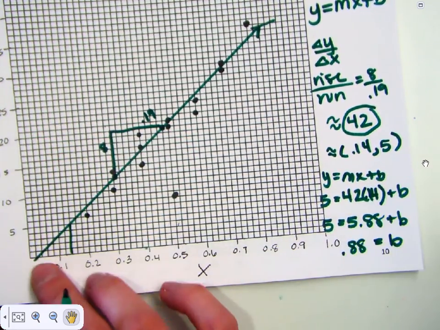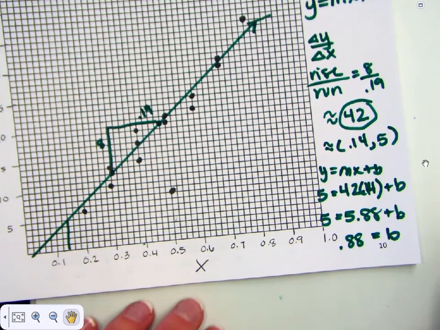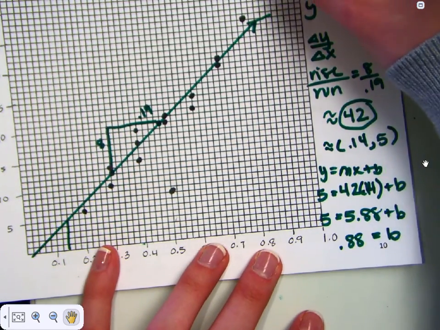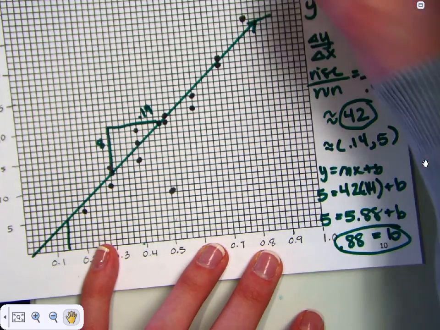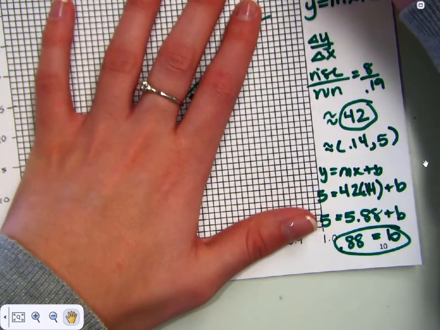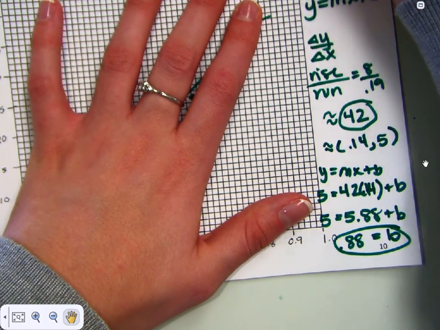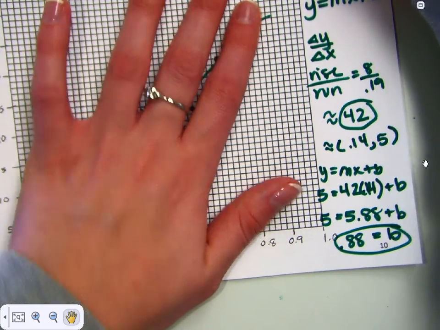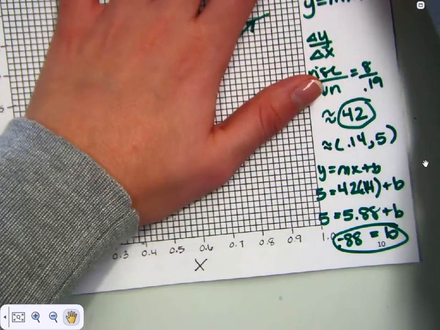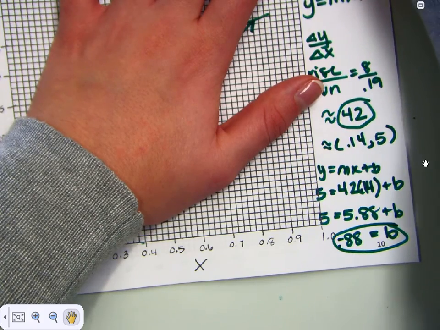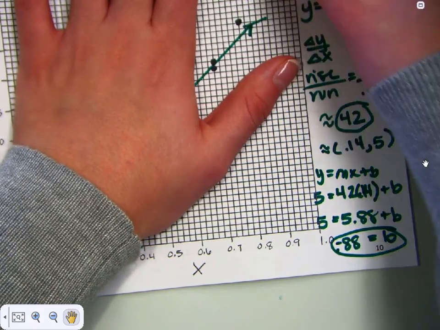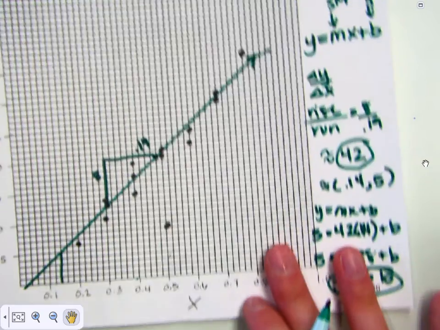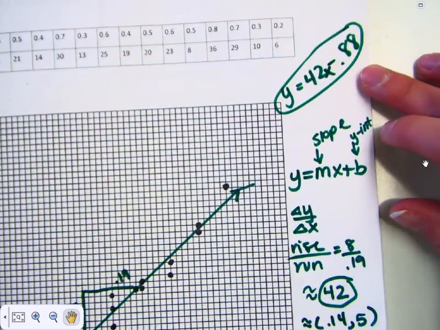It's going to be just below, as you can see. So for my equation of the line of best fit, I have my b and I have my m. It's going to be 42x, oh, and it's negative, sorry. Minus 42x minus 0.88. And that is my equation of the line of best fit.